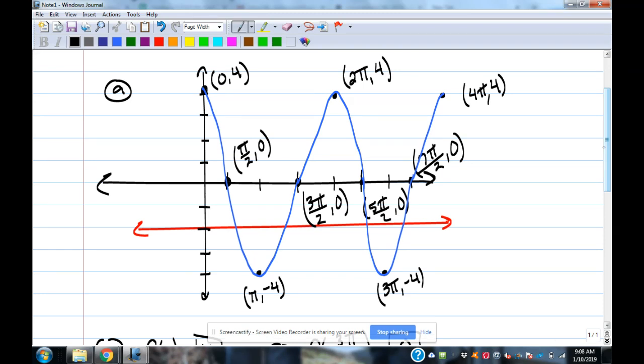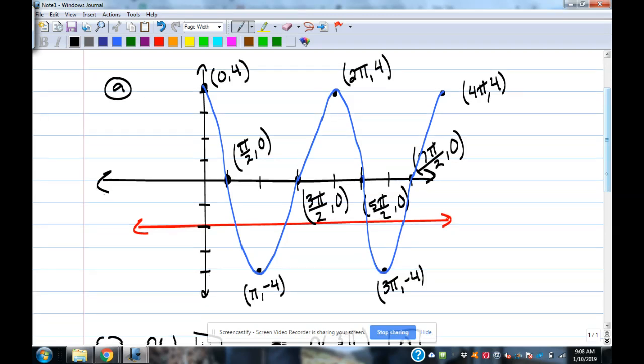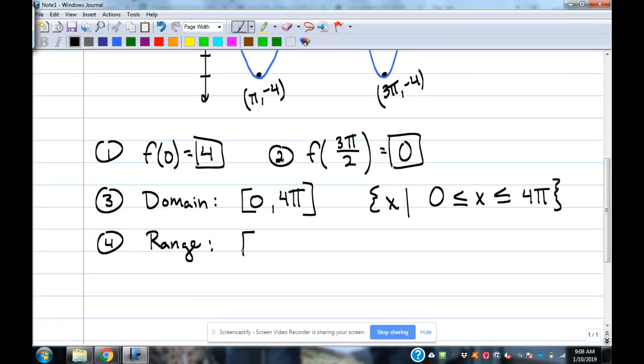-4. What's our highest y value? +4. Are there any y values that are not included in between those two? Any open circles? No, there aren't any. So our range goes from -4 to +4, including those. And when you write that in interval or set notation, you use a y instead of x because it's range. Same idea: -4 less than or equal to y less than or equal to +4.